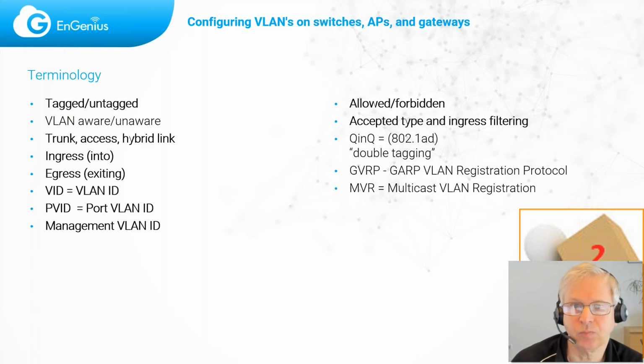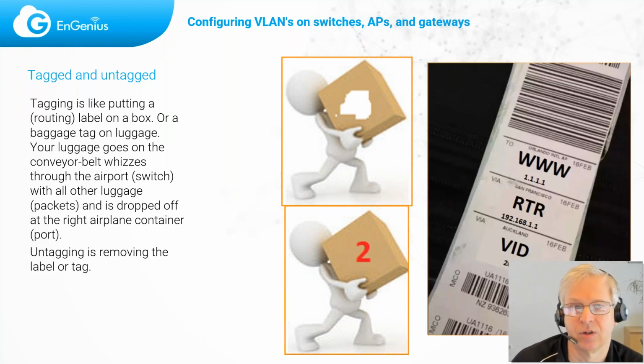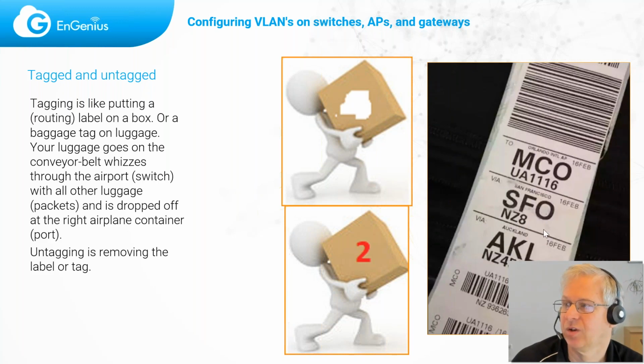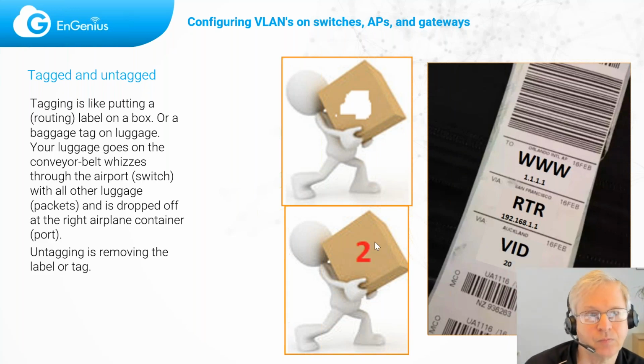So, just to start off, what's tagged, what's untagged? Tagged and untagged, it's like putting a routing label or some label on a box or an envelope, or on a baggage tag like you have for your luggage when you're traveling, only it will be a little bit different. Instead of flight information, you will have your VLAN ID mentioned there somewhere. So if you're talking about tagging, you're putting the tag on. If you're talking about untagging, you remove the tag or don't have it tagged.